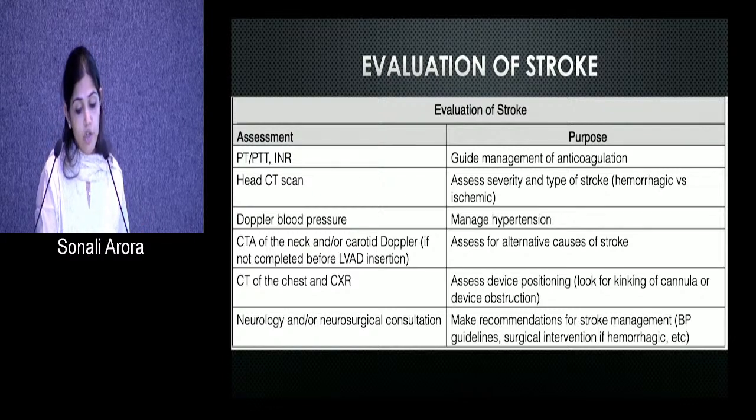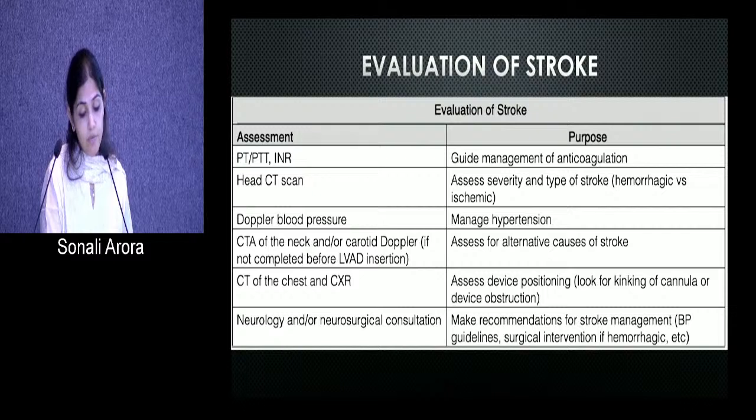So you would make sure to manage the hypertension; the goal blood pressure for these patients will be a Doppler pressure of 70 to 90. A CTA of the neck or the carotid, if you're thinking it's not because of the LVAD, CT of the chest and X-ray, if you want to see the device positioning, looking for kinking of cannula or device obstruction. And of course, you do this in conjunction with your neurological and neurosurgical colleagues.